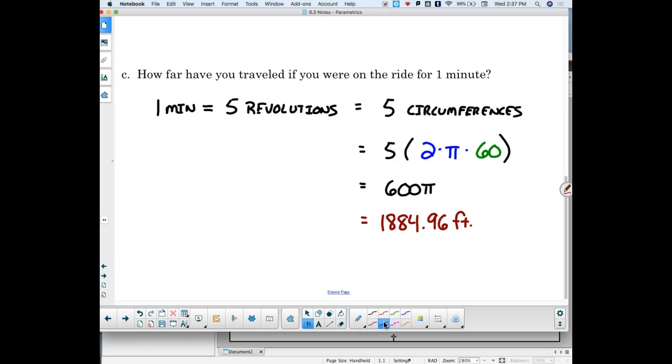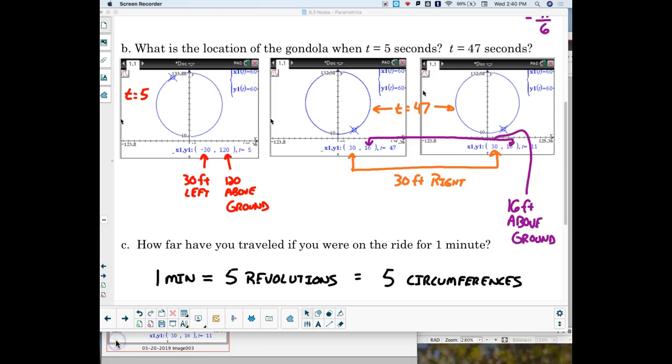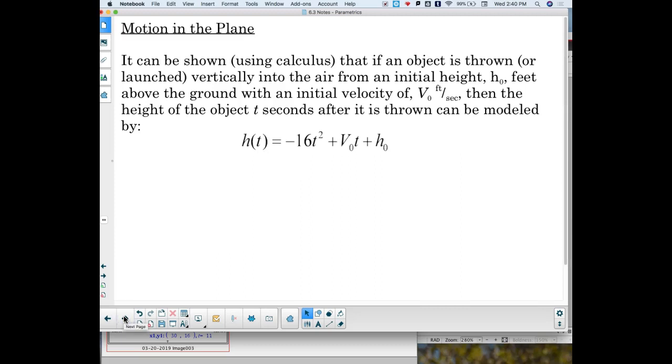Okay? Love it. So I just added those in for everybody else for when we copy down the notes. Okay? So, motion in a plane.